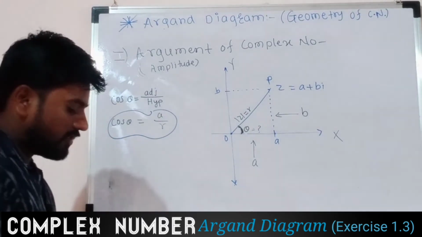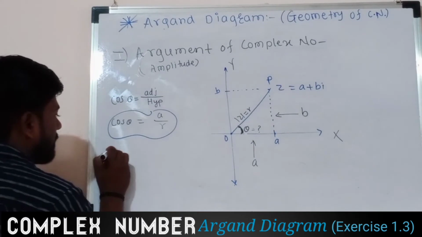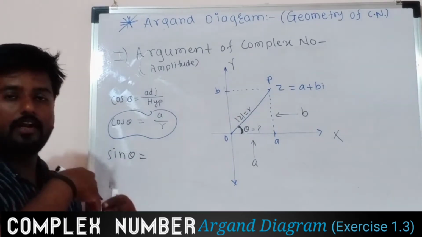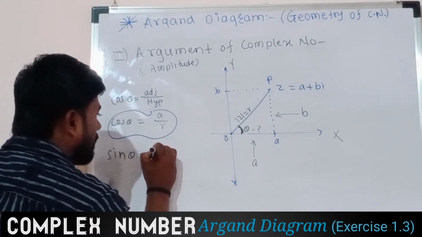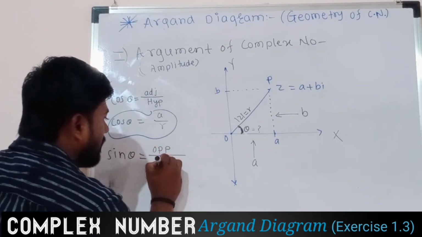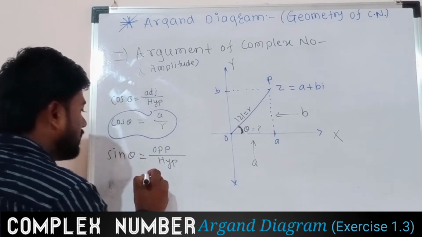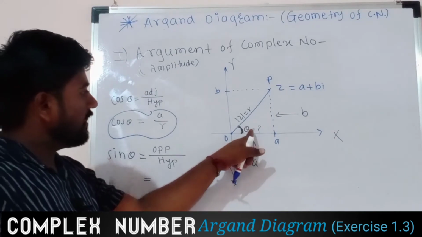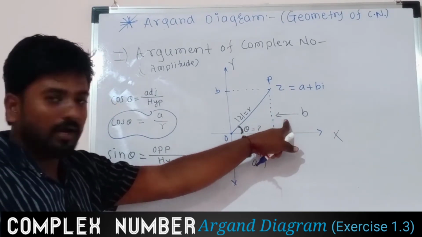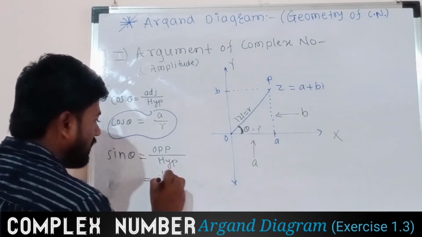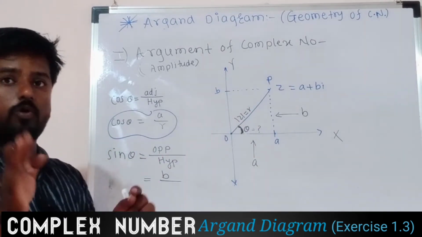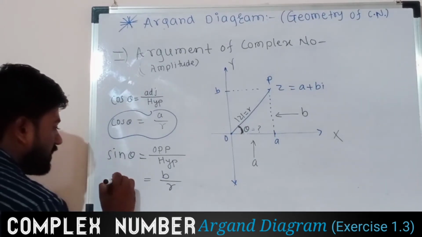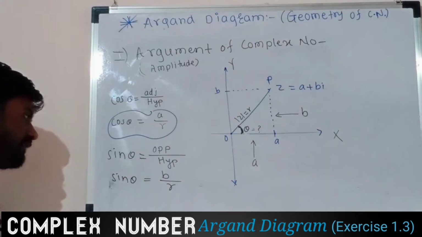So what is the definition of sin theta? Sin theta equals opposite side divided by hypotenuse, right? So what is the opposite side of theta? The opposite side of theta is nothing but b. So I will write here b, and the hypotenuse is always the modulus, so I will write here r. So b upon r, and this is nothing but sin theta, right students?